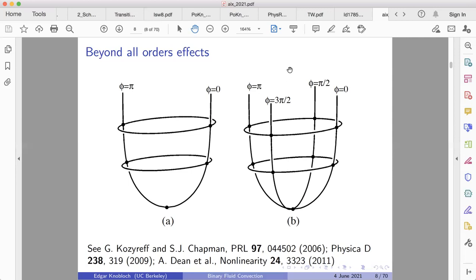If you do this for the cubic-quintic case, you find that there are 4 values of phi, which correspond to fixed points of the evolution in this phase phi. And so that is the situation that arises in the cubic-quintic case.